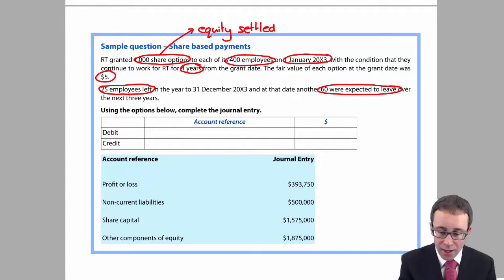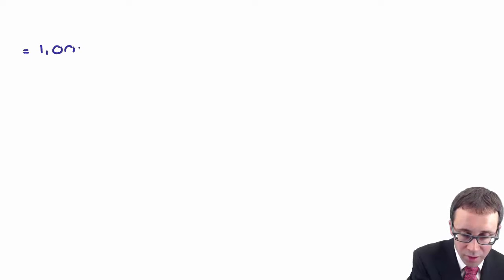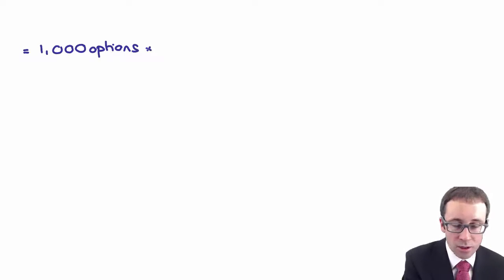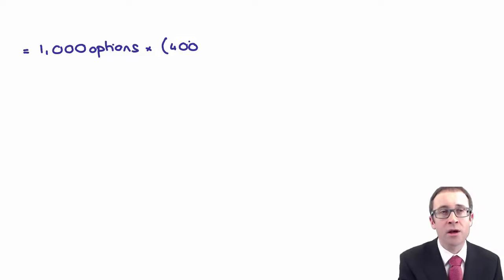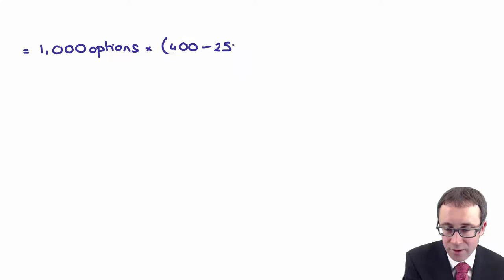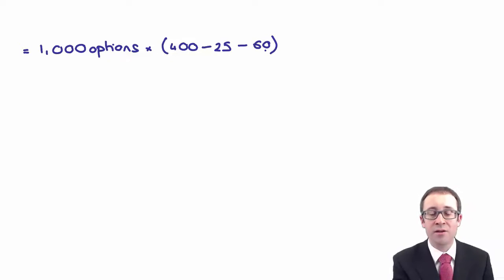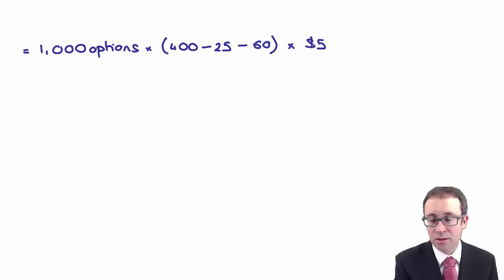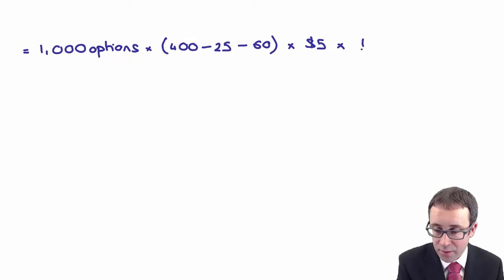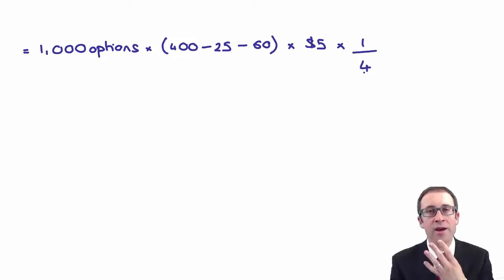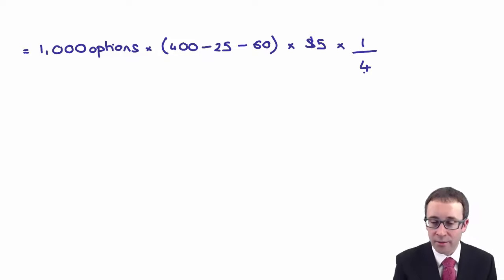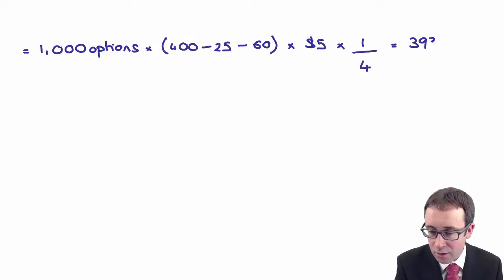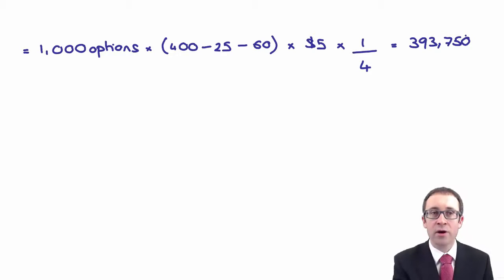Okay, so what have we got? Let's go through, piece it together, put in all the numbers. So what you've got there, I think, 1,000 options. We started off with 400 employees. Of the 400, 25 have left, and we expect a further 60 to leave into the future, don't we? Okay. The fair value at the grant date of the equity settled share-based payment scheme was 5. Do just be very careful, because here it is a 4-year vesting scheme, isn't it? And we're at the end of the first year. Tap that onto your calculator, you get 393,750, isn't it?